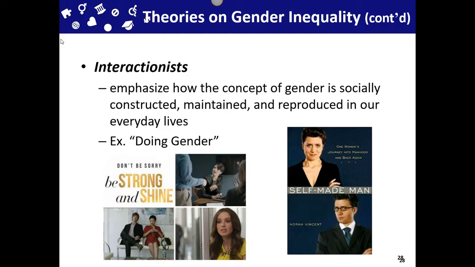Symbolic interactionists are much more interested in those micro level interactions that contribute to the social construction of gender, and particularly how gender is maintained and reproduced in our everyday lives. So, looking at how we do gender, for example, would be a symbolic interactionist analysis of gender inequality. And some examples we have: Norah Vincent went undercover, more or less as a man, to see how people interacted with her because they identified her as a man compared to when she was identified as a woman.